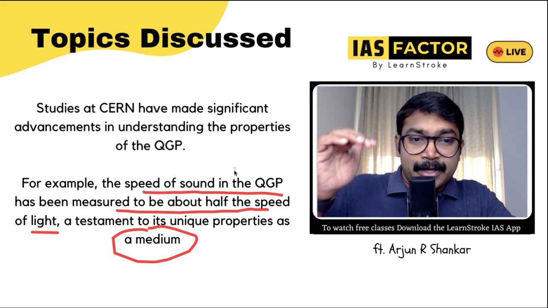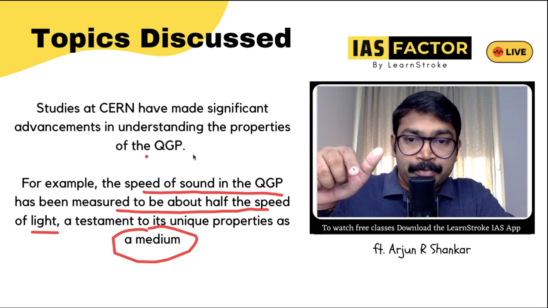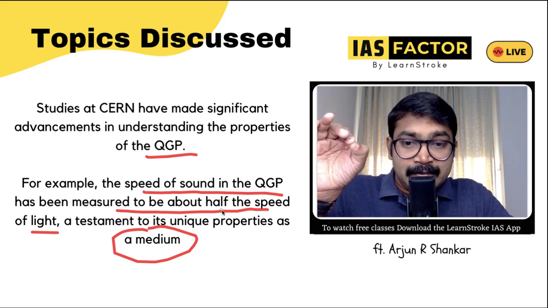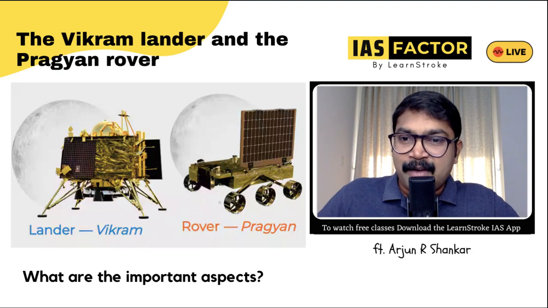So the speed of sound. What is the speed of sound? Speed of sound in the quark gluon plasma is about half of the speed of light. So all these are important things that we have to understand.